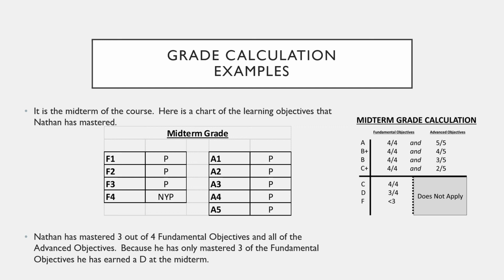Now, in this scenario, because it is the midterm, if Nathan has tokens that he has not yet used, he can exchange a token for a retest on one of the scheduled retest days. And if he were to pass that 4th objective, he would move from a D to an A, because in this scenario, he would have mastered every objective so far.